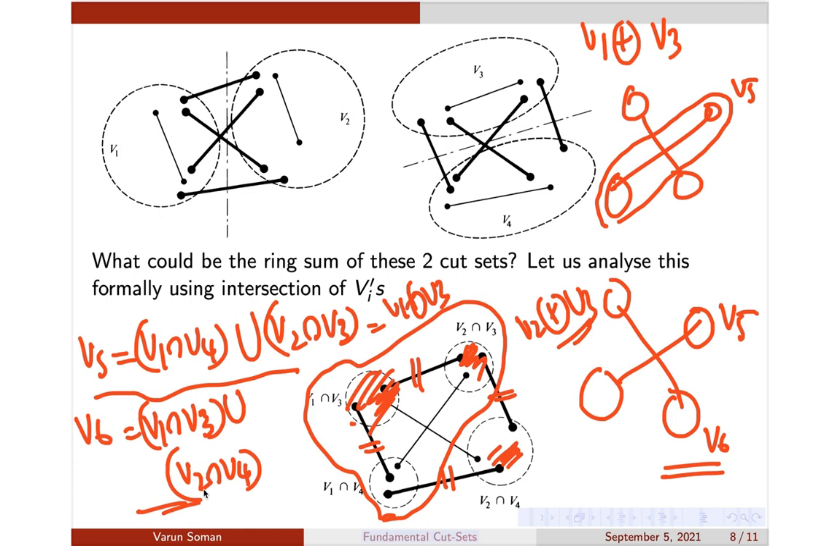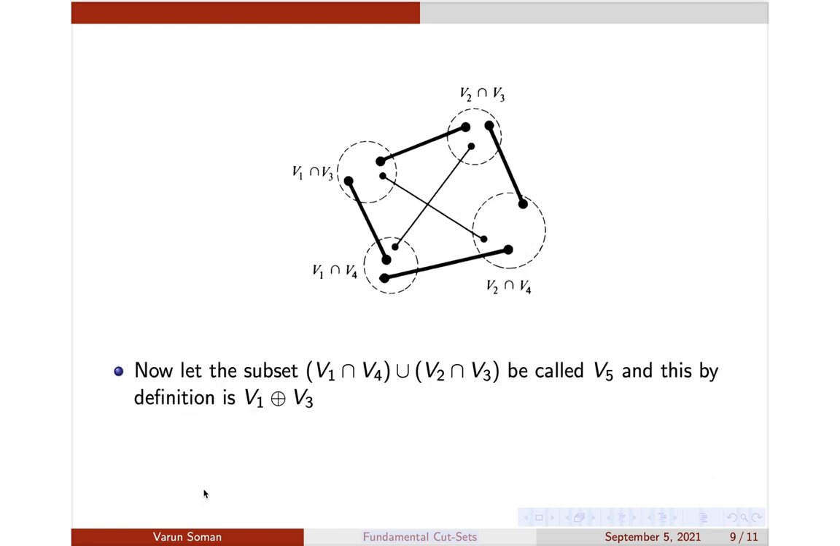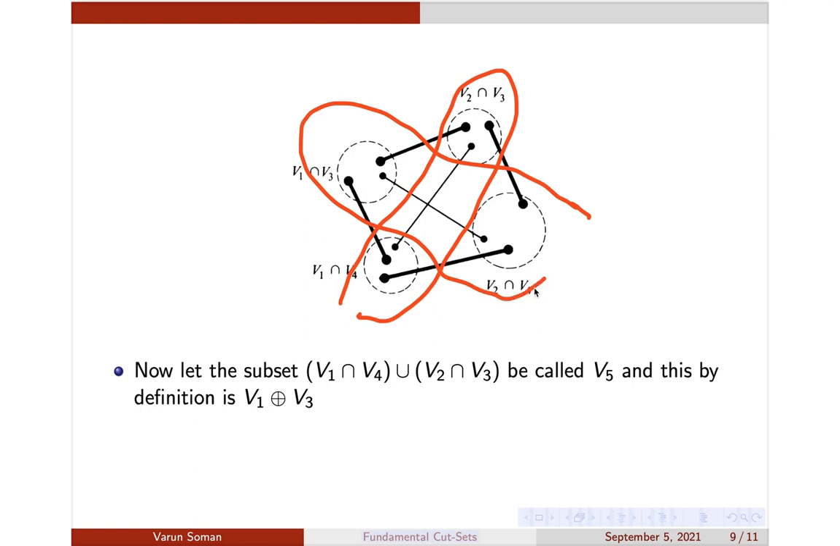Okay, just an observation only. So we'll call this one V1 intersection V4, V2 intersection V3. This portion will be called my V5 and this portion will be called my V6. Okay, so that's the idea here.